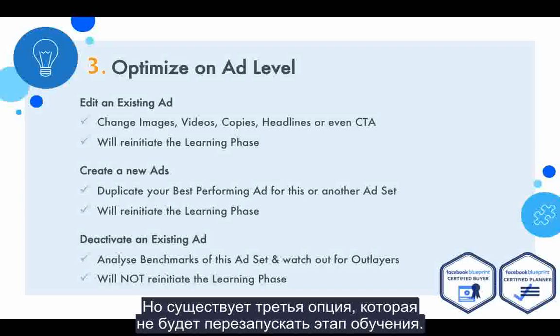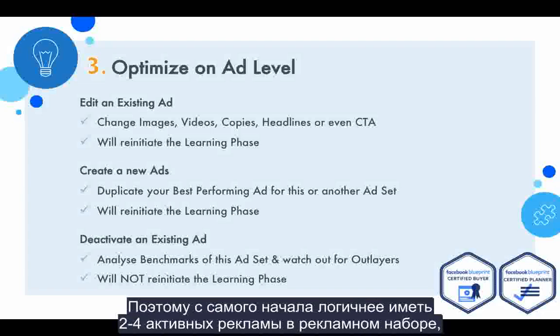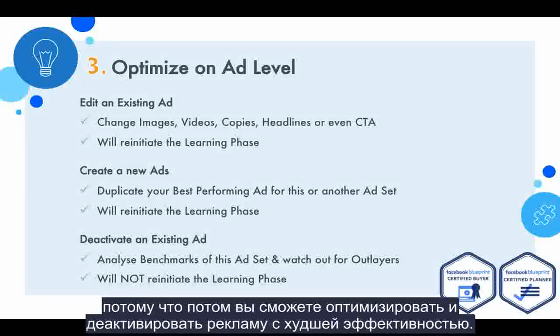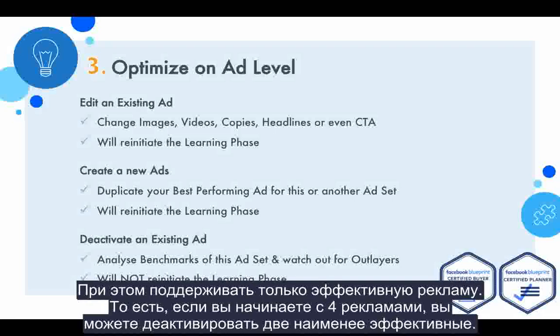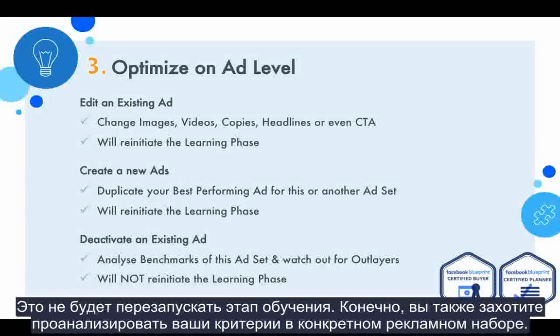But there is a third option which will not reinitiate the learning phase, which is deactivating an existing ad. Therefore, it makes a lot of sense to already have 2 to 4 ads from the very first moment within the ad set, because you can then optimize and deactivate the worst performing ads and only maintain the winner. So if you start with 4, deactivate the worst 2, and then after a couple of days also deactivate the second best, so you only keep the really best one. Okay, and this will not reinitiate the learning phase.